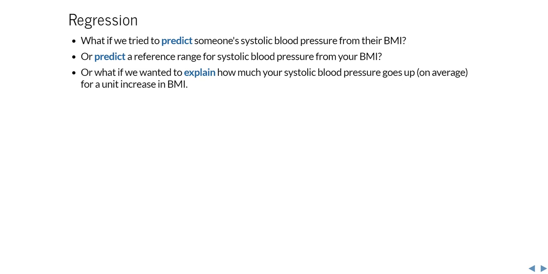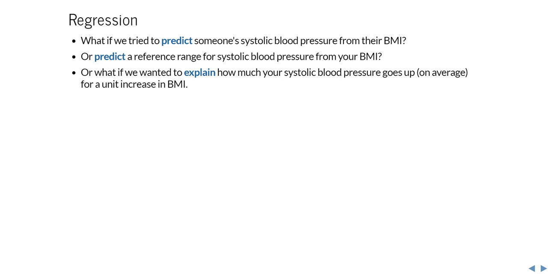So we are going to have a look at regression, and I would suggest there's two key reasons you might be doing a regression: one is to predict something and the other is to explain something. So in the context we looked at correlation, we might want to predict an individual's systolic blood pressure given their BMI, or we might even want to predict a reference range for their systolic blood pressure given their BMI.